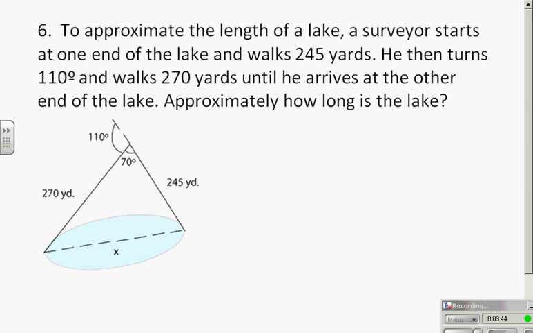And now our last example. To approximate the length of a lake, a surveyor starts at one end of the lake and walks 240 yards. He then turns 110 degrees. So if you can imagine your little guy right here, and he's going to turn and walks 270 yards until he arrives at the other end of the lake. Approximately how long is the lake?